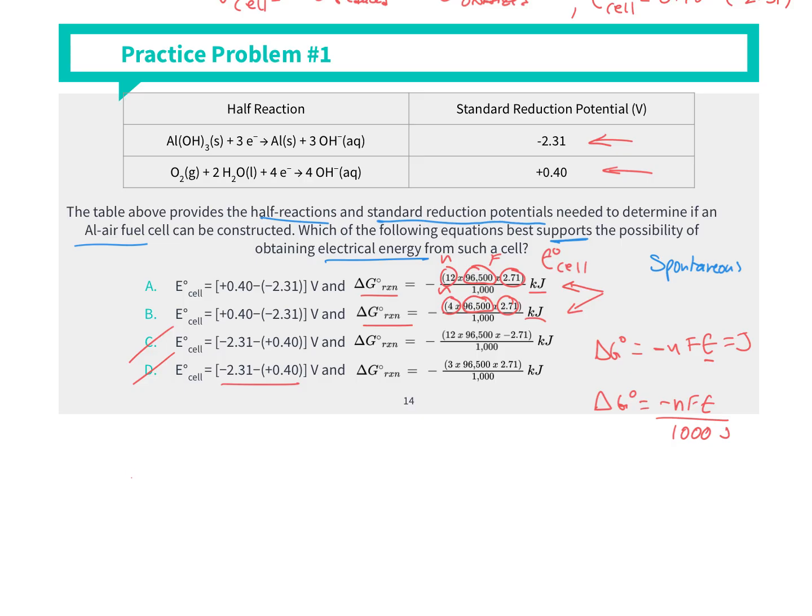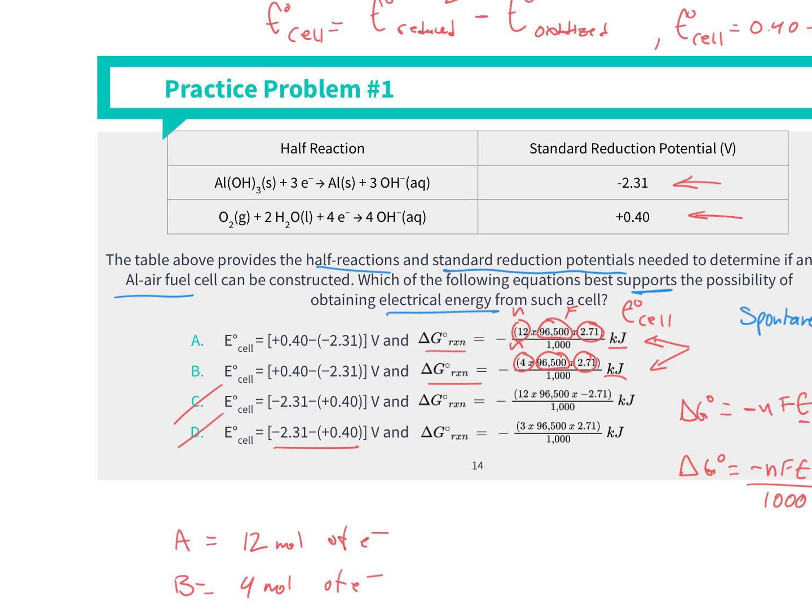In A, this one says that we transfer 12 moles of electrons. B says that we transfer 4 moles of electrons. And so if we look at our reactions, we've got to make sure that they're balanced. What we can see here is that in our top reaction with the aluminum, which is the one that's being oxidized, we have 3 electrons that are being transferred. In our bottom one, which is our reduction, we have 4 electrons that are being transferred.